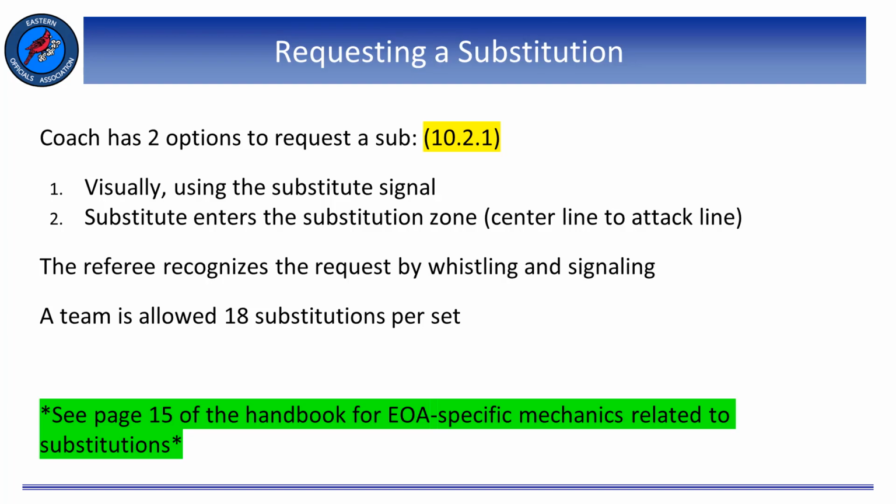A couple notes here. A team is allowed 18 substitutions per set, and there are a couple notes on page 15 of our handbook that reference EOA-specific mechanics related to substitutions when it comes to whistling once or twice if both teams request subs at the same time, official mechanics, and other things like that. So make sure you reference back to page 15 of our handbook for those organization-specific techniques that we use.